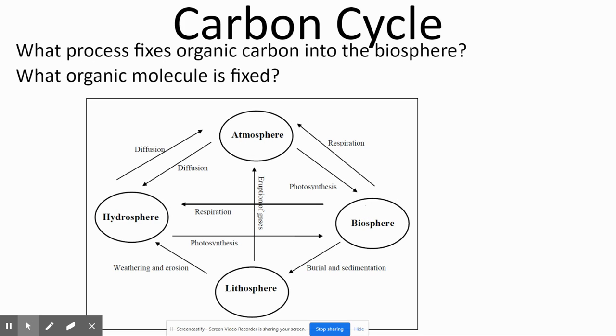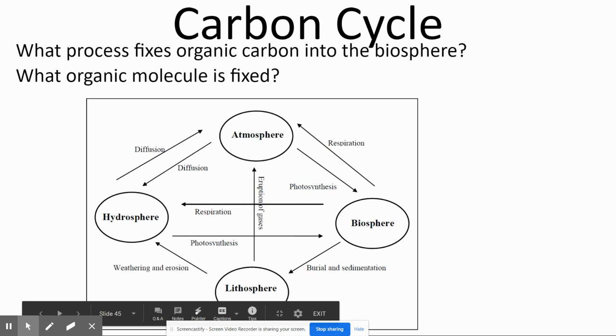And then that gets fixed into the plant, and then something eats the plant, or you eat the plant, or you eat something that ate the plant. So this is how carbon moves through the food web right here. It starts with photosynthesis, or the producers.